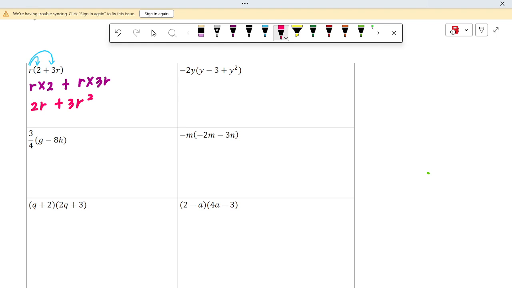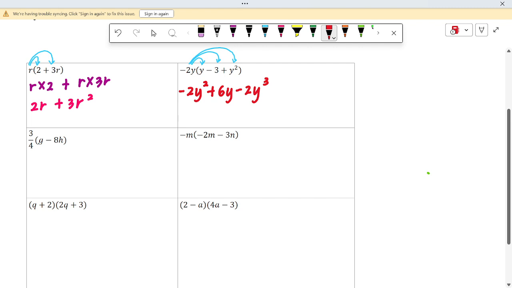Okay, let's see the next question. Next question, you have three numbers in the bracket. So we are going to have three arrows, 1, 2, and 3. I'm directly going to solve it in one time. First one, negative 2y times y. It will give you negative 2y squared. Next, negative 2y times negative 3. Negative and negative will give you positive. 2y times 3 will be 6y. Last one, negative 2y times y squared will give you negative 2y power 3. This is your final answer.